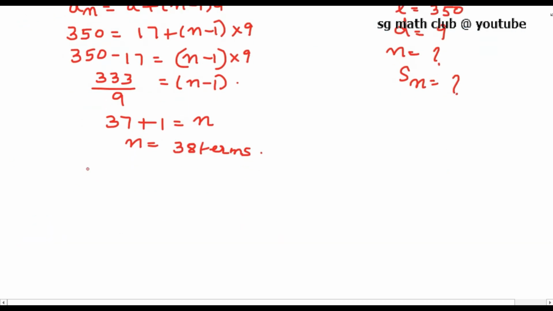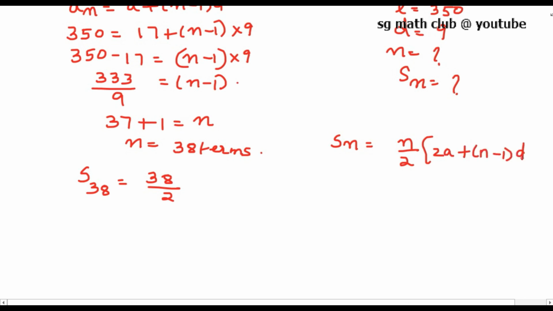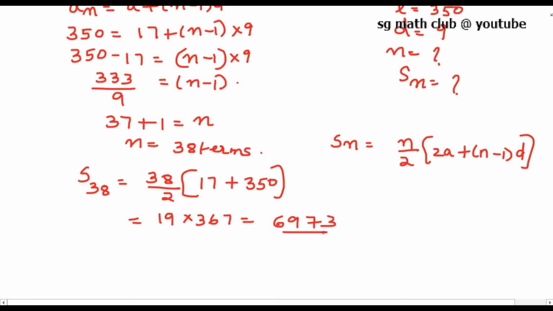So S38 is equal to 38 by 2. First we can write general formula Sn equal to n by 2 into 2a plus n minus 1 into d. So 38 by 2 into first term plus last term, and here last term is 350. 38 by 2 is 19 into 367, which is equal to 6973. So sum of 38 terms is 6973 and there are 38 terms.